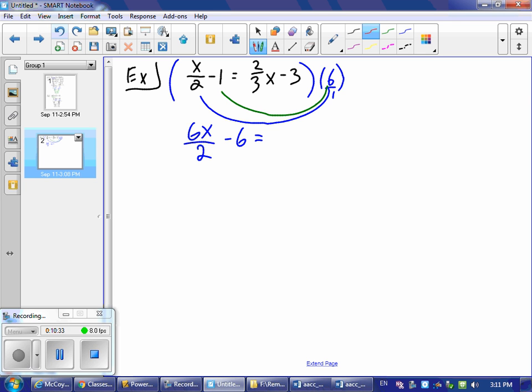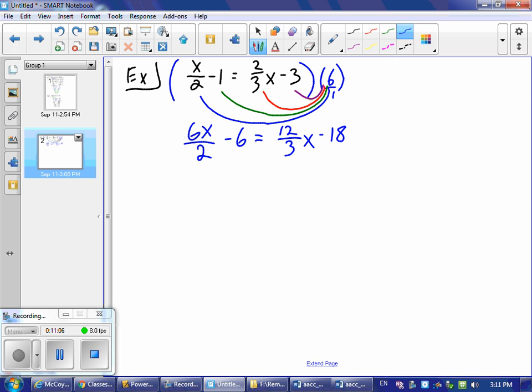Now I have to multiply the 6 over 1 times the 2/3 x. So 6 over 1 times 2/3. Again, multiply straight across the top, straight across the bottom. You're going to get 12 over 3x. And then for the last one, negative 3 is not a fraction, so I don't need the over 1. It's just 6 times negative 3, which in this case is negative 18.